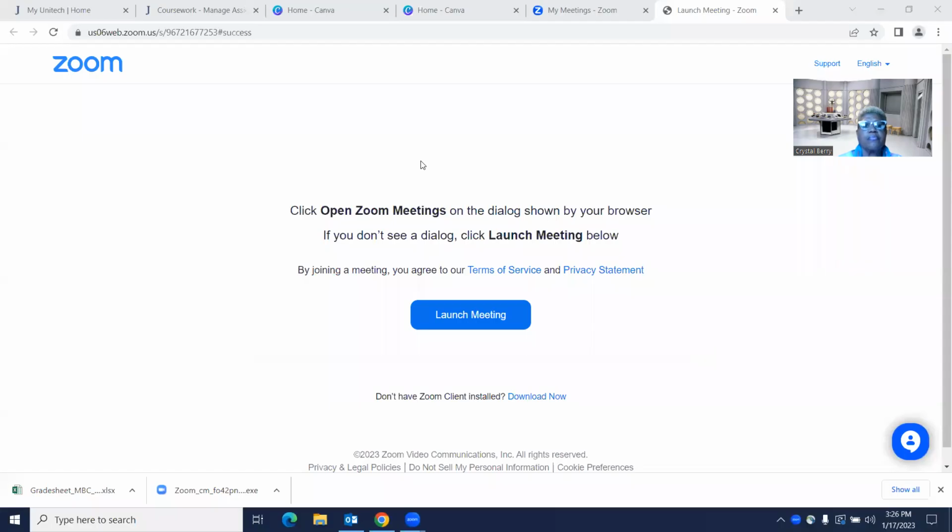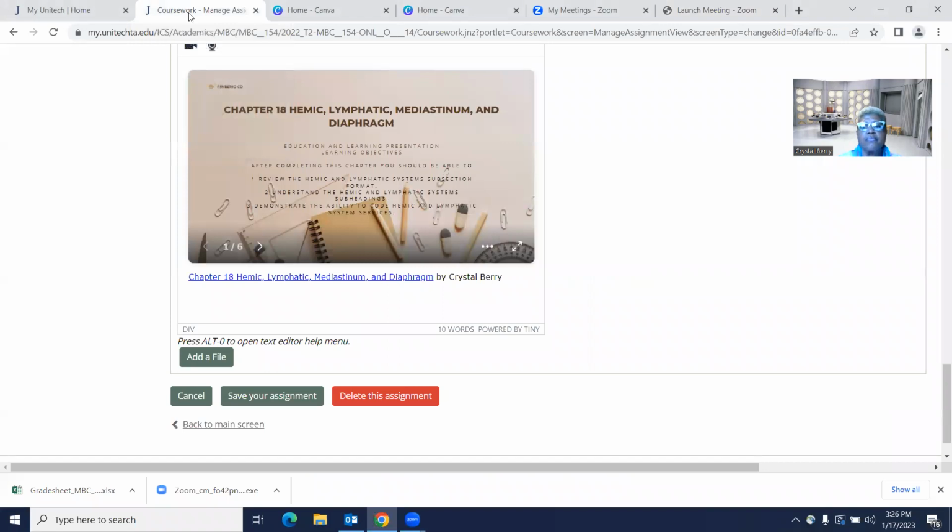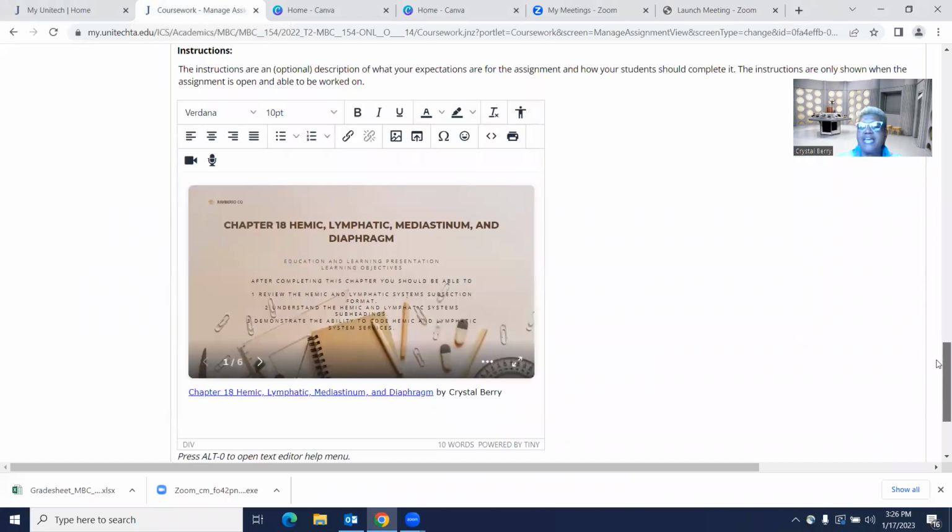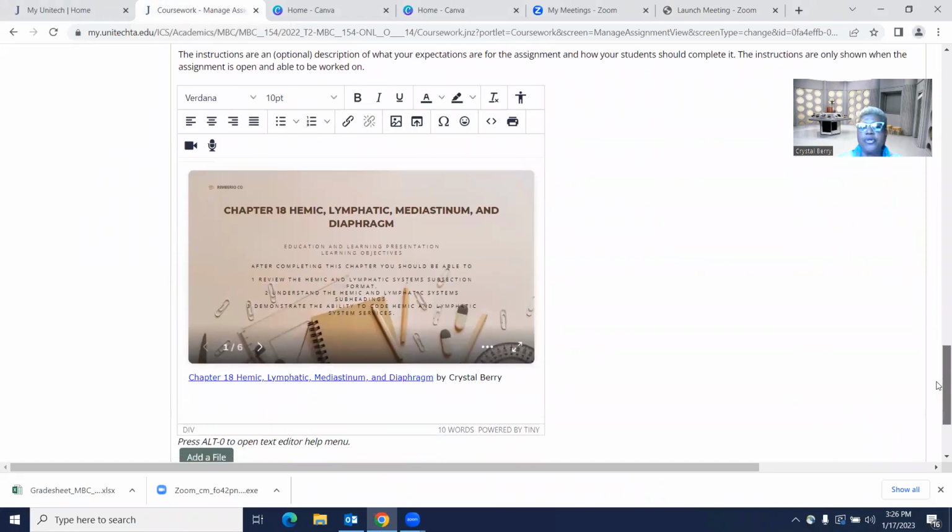So I'm going to share my screen with you right now. And today is the start of a new chapter, which is Chapter 18, the hemic, lymphatic, mediastinum, and diaphragm. In this chapter, which is very short, it's probably just a 3-day chapter.